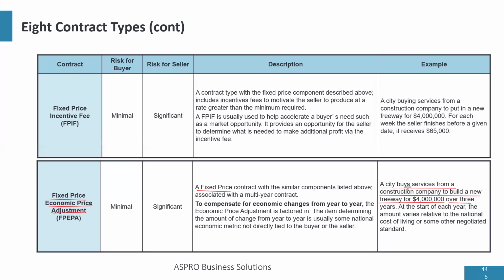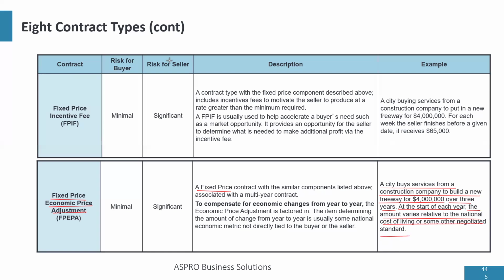A city buys services from a construction company to build a new highway or freeway for $4 million over 3 years. So you can see it's over 3 years, right? At the start of each year, the amount varies relative to the national cost of living or some other negotiated standard. Now let's look at the risk.